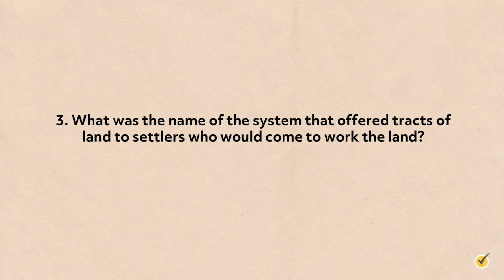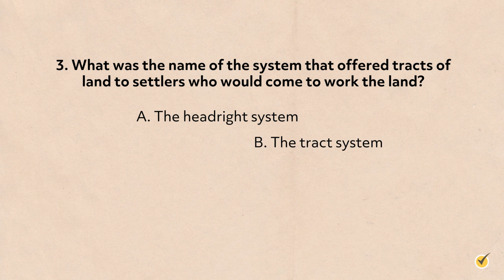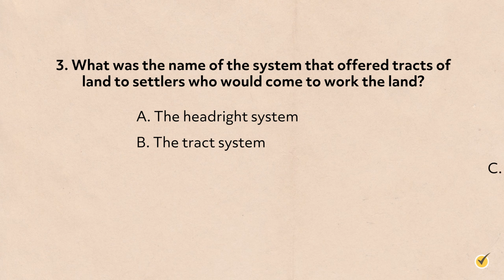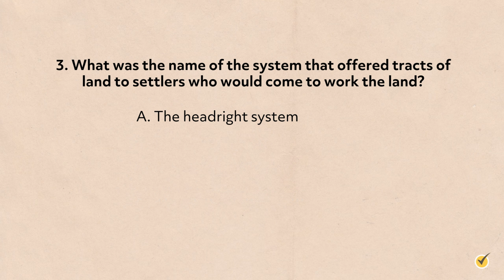Number 3. What was the name of the system that offered tracts of land to settlers who would come to work the land? A, the headright system. B, the tract system. C, the stratification system. Or D, the plantation system. The correct answer is A, the headright system.